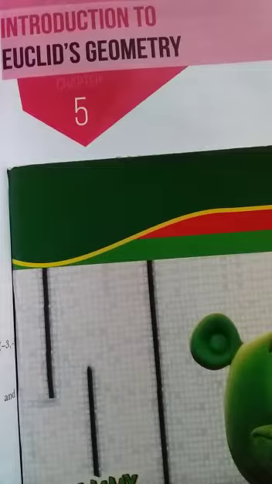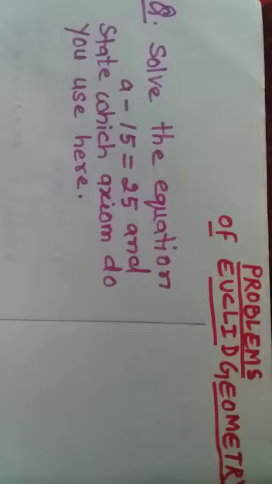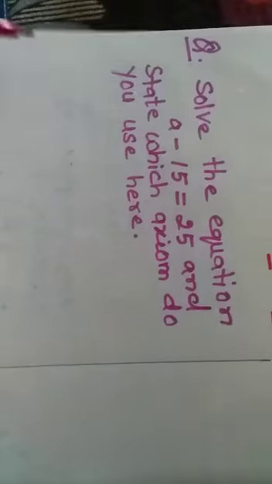In our previous class, we solved exercise 5.1, and today we will solve some extra questions related to this topic. Our first question is: solve the equation a minus 15 is equal to 25 and state which axiom you use here. Just think which axiom we will use. For that, first we will solve this one.